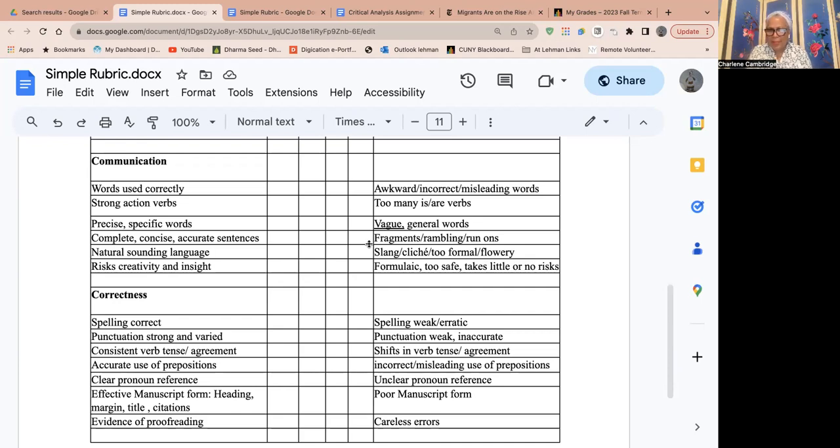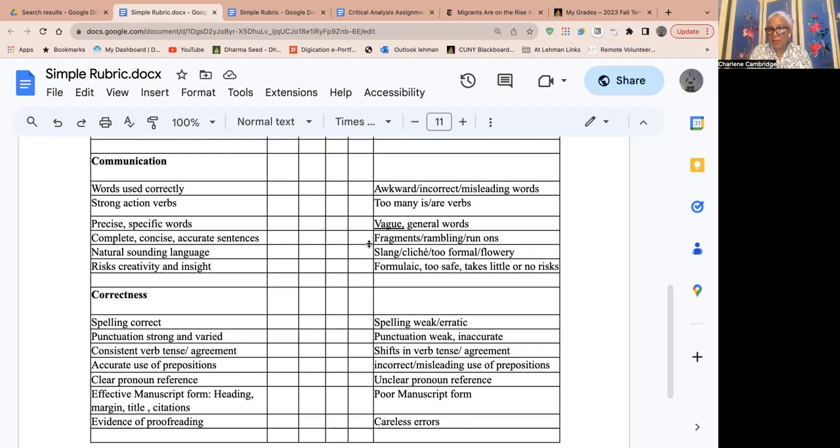Okay? So then we have communication: words used correctly, awkward, incorrect, misleading words. Well, with spell check, it's hard to spell things wrong. But your vocabulary can be incorrect and you use words incorrectly. You lose points for that. Awkward words, that is when you try to use big words, but you don't use them correctly, or you put them in an awkward place.